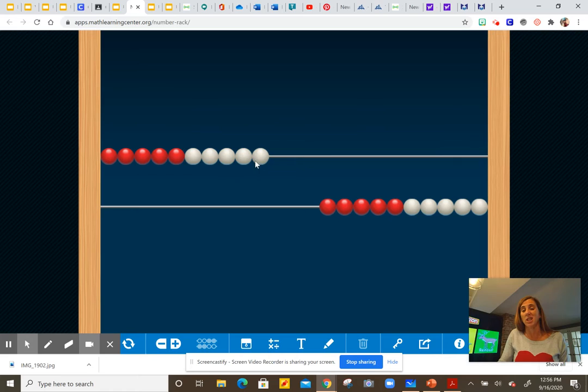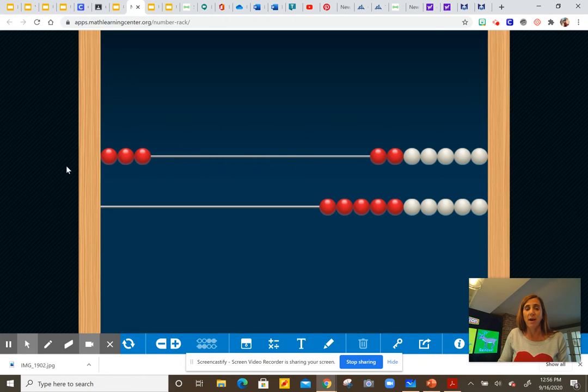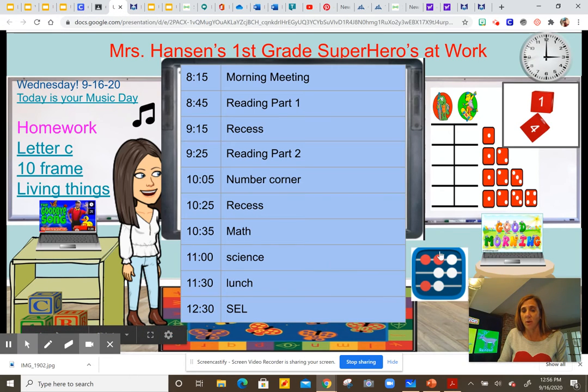We practiced a lot with our number rack. We also practiced making 5 using the top and the bottom. If I have 3 on top, how many more do I need down here to make 5? 2 more. What are some other ways that you could make 5? So that was our number rack. Like I said, the number rack is on your agenda, on your Bitmoji classroom. That was your math for the day.